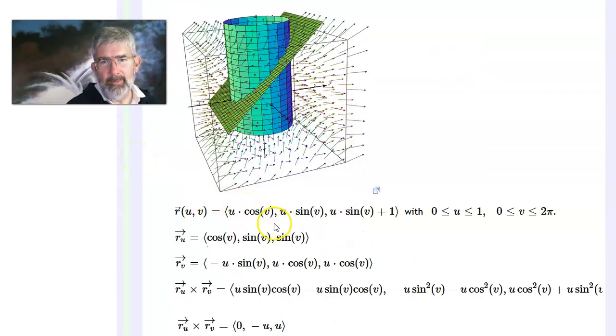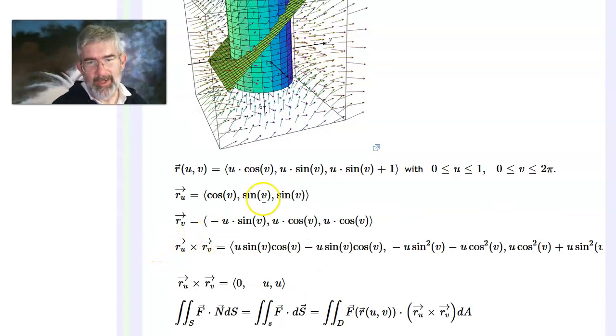So here's my parameterization: U cos V, U sine V, U sine V plus 1, where U is between 0 and 1 and V is between 0 and 2 pi. So the partial with respect to U is cos V, sine V, sine V. The partial with respect to V is minus U sine V, U cos V, and U cos V.